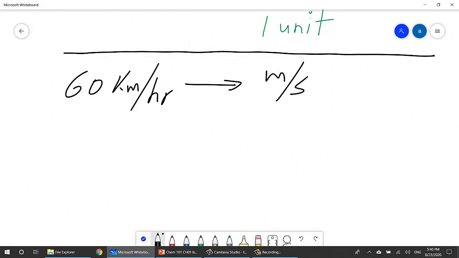So how would you solve this question? Well, you need to first think about the conversion factors. To go from kilometer to meter, I think it's 1,000, so 1 kilometer is equal to 1,000 meters, and that's the first conversion factor.